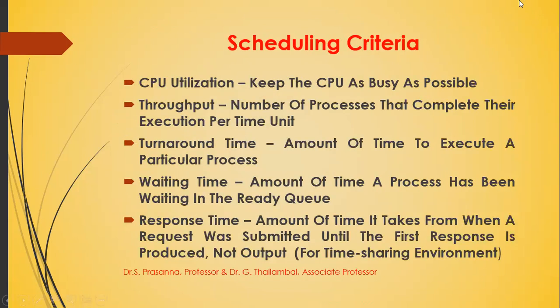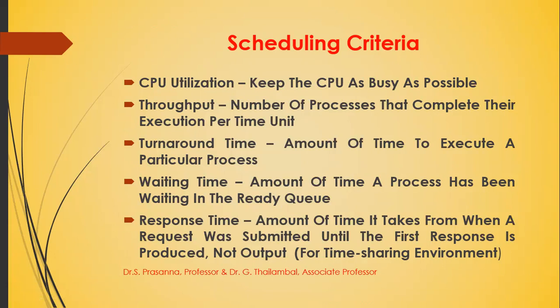Scheduling criteria: CPU utilization, throughput, turnaround time, waiting time, and response time. All these things are considered before scheduling any process to the CPU. For CPU utilization, keep the CPU as busy as possible, which means the CPU should not be idle at any point of time.